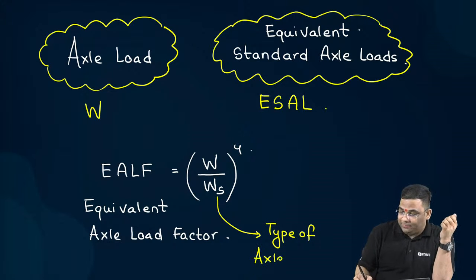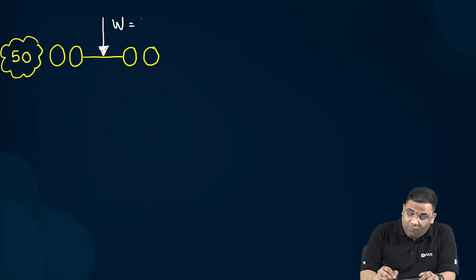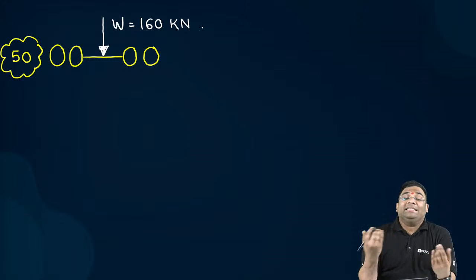For example, suppose I am having an axle load like this. This is a single axle dual wheel. And suppose there are 50 such axle loads. Suppose I measured the load and I am seeing that the load is 160 kilo Newton, right? 160 kilo Newton.